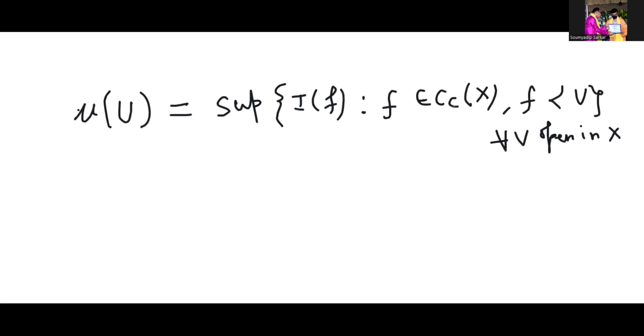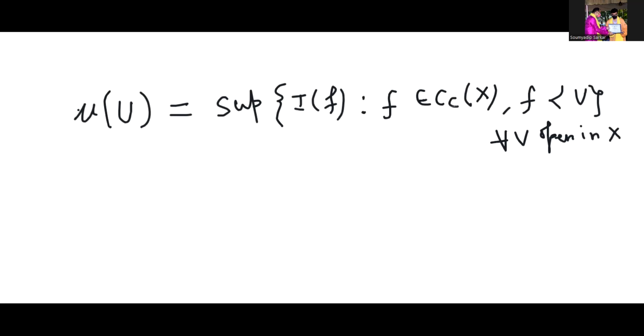Right. Now this is basically saying that your measure of U can be approximated by I(f) if f ≺ U. Actually this should be intuitive. Let me say why intuitively you should expect this result.